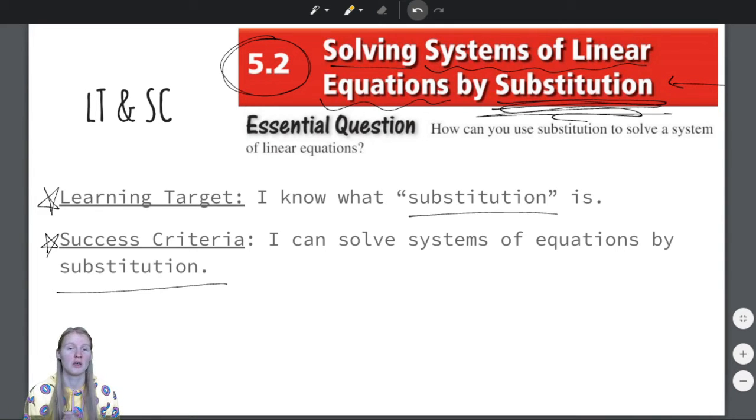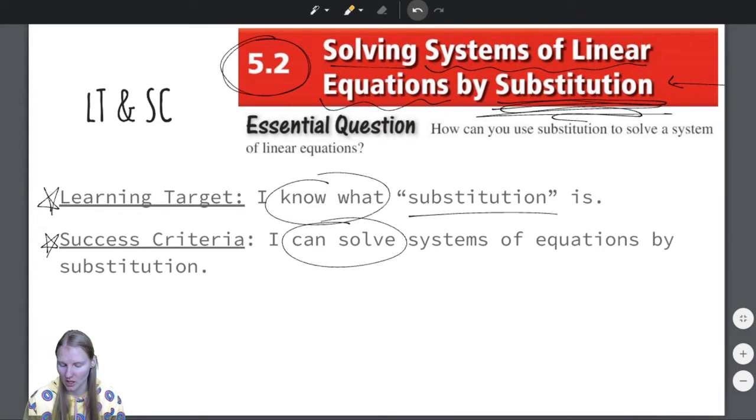You can use this substitution that we're talking about. Okay, so you need to know what it is and you need to be able to solve.